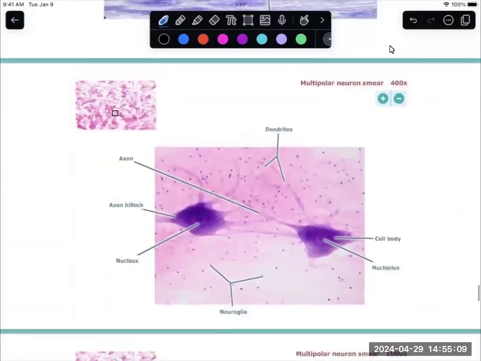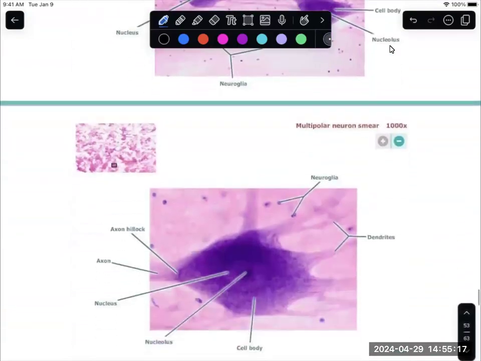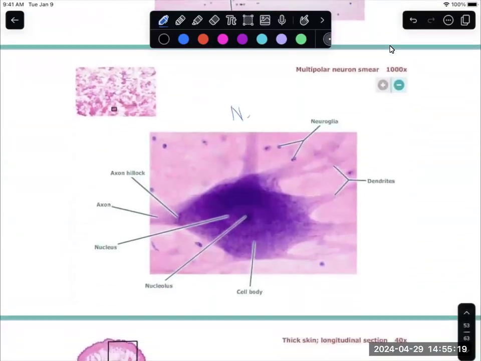Then here is our nervous tissue. Just knowing that's nervous tissue. Same here. You don't need to know the specific type of neuron.